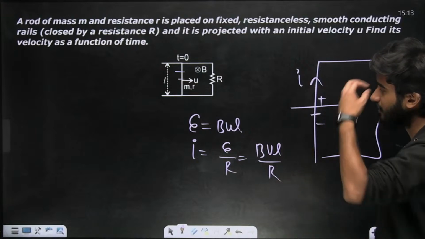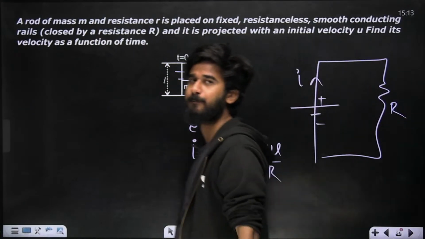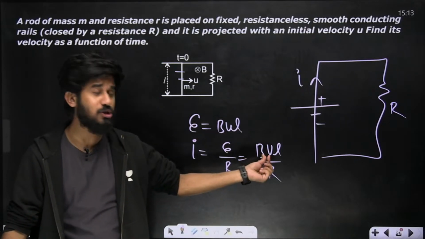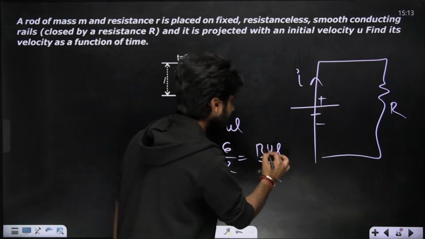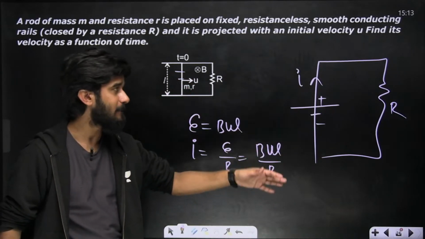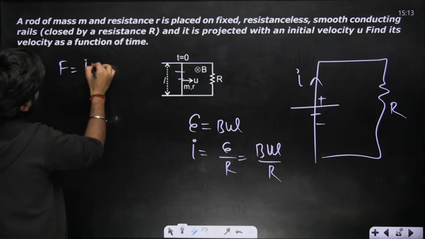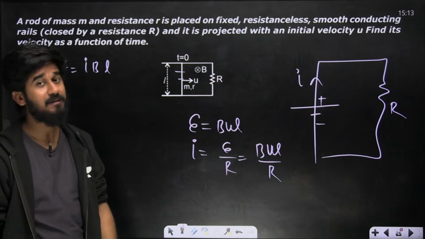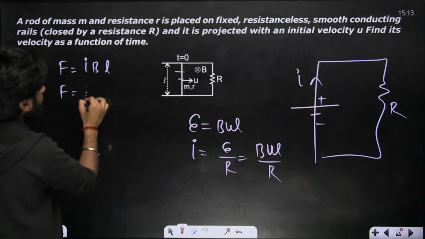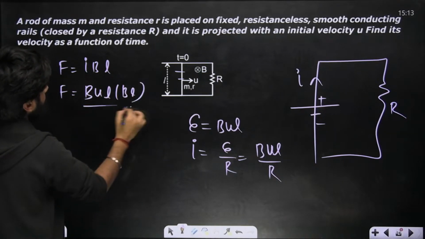So this is the value of current, and now we have to calculate the value of velocity as a function of time. Now listen to me very carefully. The current is also changing, because V is not constant now. Since the current is flowing, it means there is a force. Remember, F is equal to IBL sin theta. So F is equal to what? I is equal to BvL upon R, into BL, right?